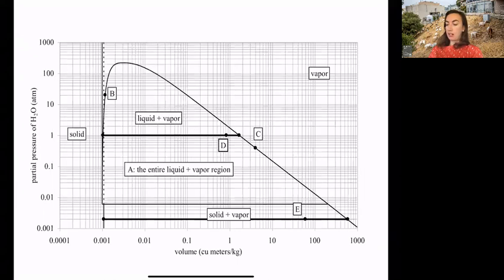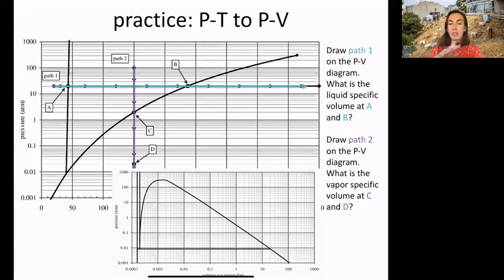Okay, so our next problem for practice, we're going to be taking PT diagrams and converting points that we find on the PT diagram onto a PV diagram. So path 1 is in blue here on the PT diagram, and path 2 is in purple. And what we want to be able to do is draw both of those paths on the PV diagram. And then also finding these specific points, so point A, B, C, and D, and looking for specific volumes at those points, which obviously specific volumes are sort of the whole point of having a PV diagram, being able to find those specific volumes.